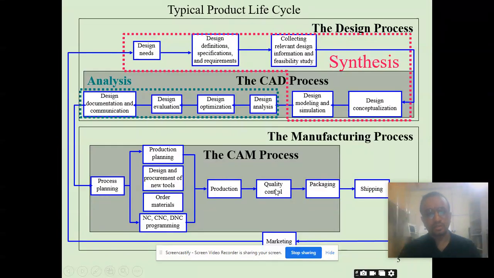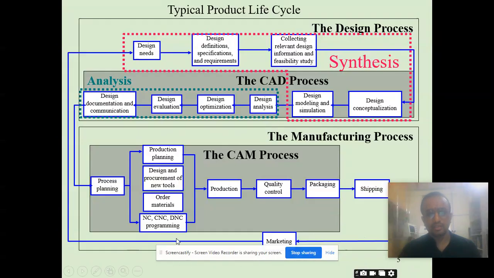Then production, then quality control and packaging. So till the packaging, our CAM software or CAM process works, and till your synthesis and analysis, your CAD portion works. So this is all about the typical product life cycle of using CAD and CAM. So after packaging, what will we do? The packaged product goes for shipping and is then sent to the market.